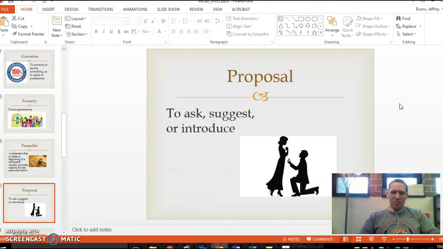All right, next page, we've got a proposal. We're going to talk about the amendment process. And the first step in the amendment process is the amendment has to be proposed. If it's the United States, it has to be a member of Congress that introduces it. And if it's at the state level, it has to be a member of the General Assembly.